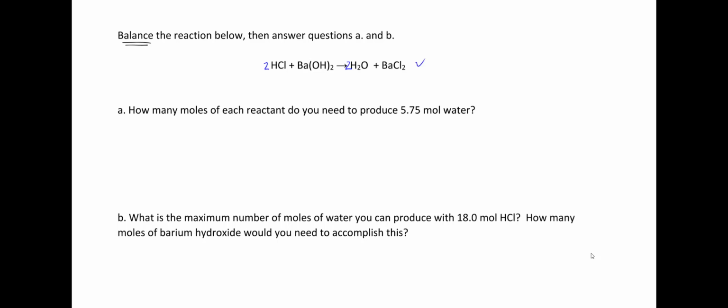And let's just read this in words for practice. This is hydrogen chloride, or as we'll see soon, it'll be called hydrochloric acid, plus barium hydroxide makes water and barium chloride.